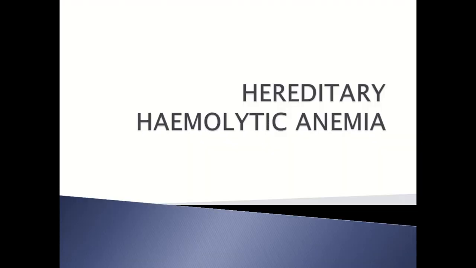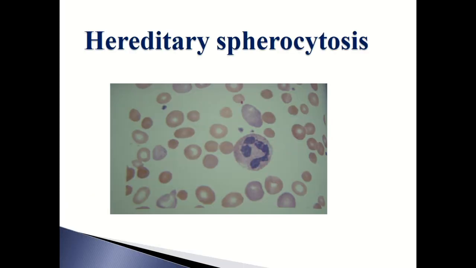So we will discuss hereditary hemolytic anemia, particularly spherocytosis, elliptocytosis, G6PD deficiency, and then we will discuss autoimmune hemolytic anemia. Because for the rest of the anemias we will have a separate lecture. So we start with hereditary spherocytosis.